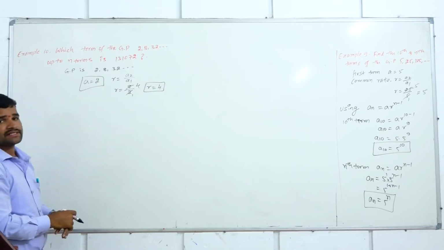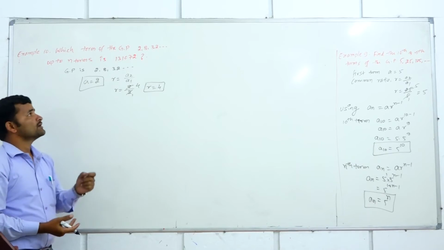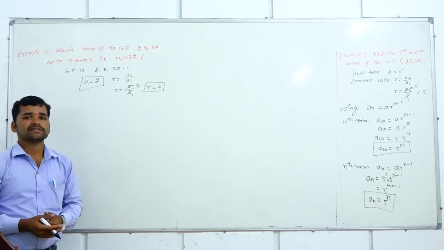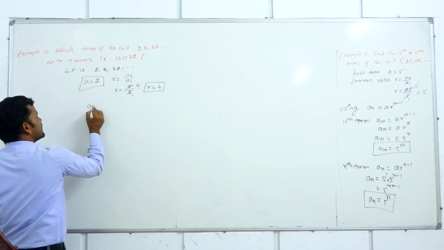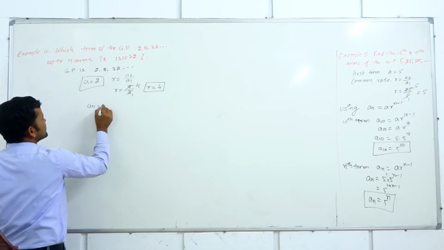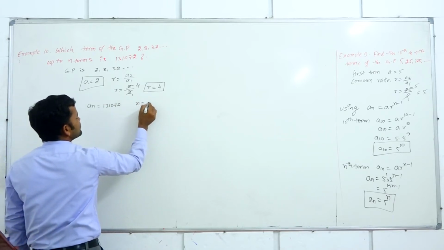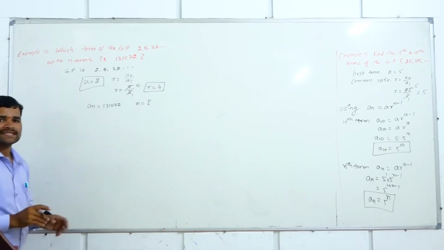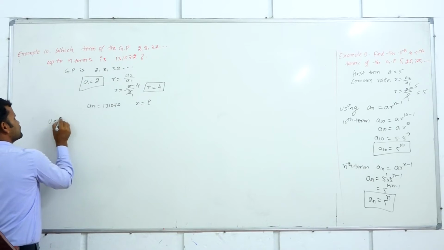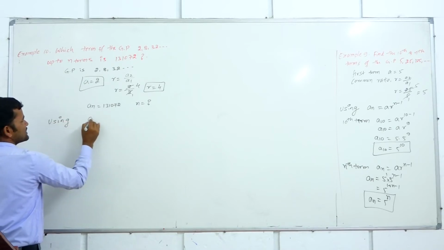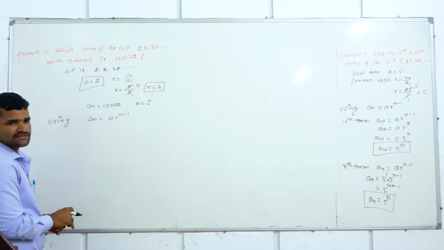Which term in this geometric progression is 131072, we need to calculate here. This is an, given to us. An is 131072, and n, which term we need to calculate, so n is equal to question mark here. Nth term is given to us. Use the formula an is equal to a into r to the power of n minus 1.